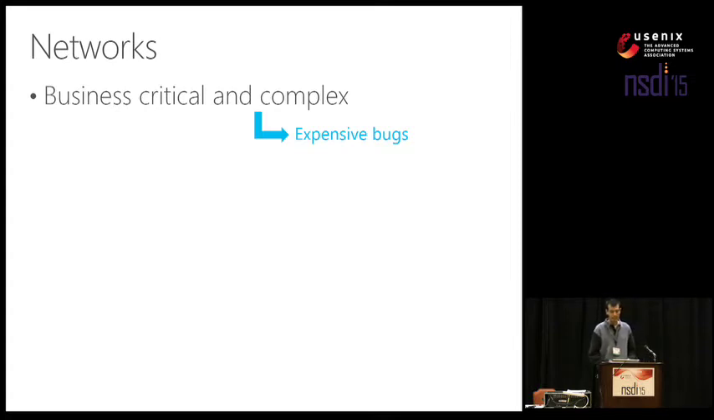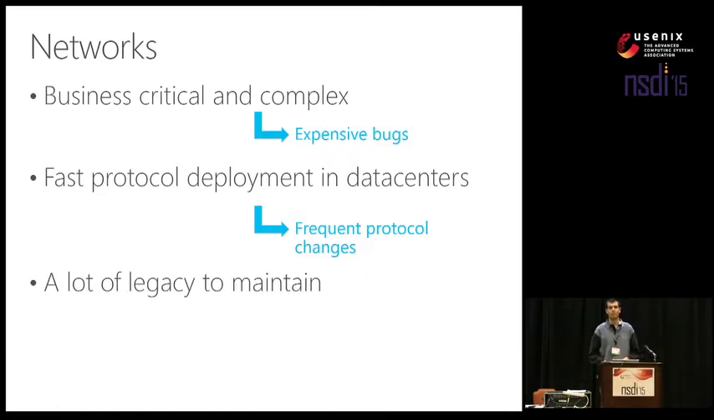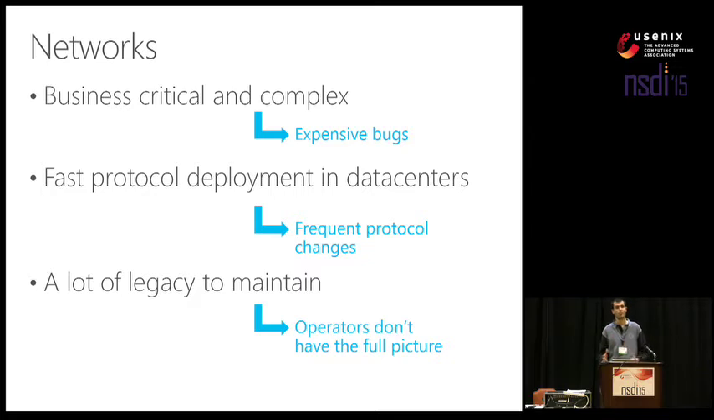And second, in these data centers, since they are a closed world, we have fast protocol deployments. So we see a lot of protocol changes, and these are quite frequent. And finally, there's a lot of legacy to maintain. So we have networks that are 20, 30, and more years old. And it means that network operators don't usually have the full picture of what's going on in their network.